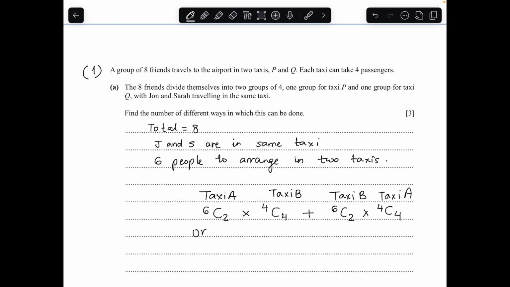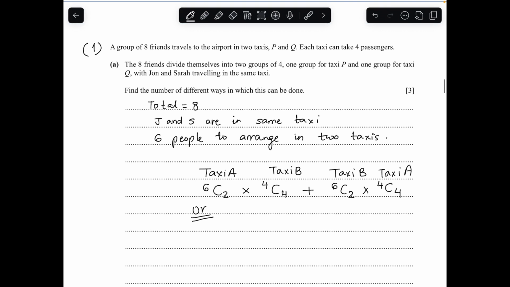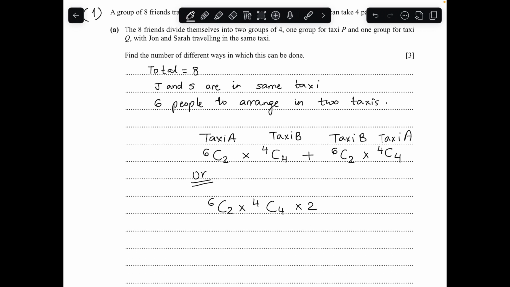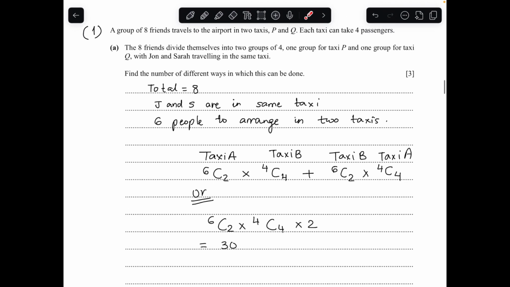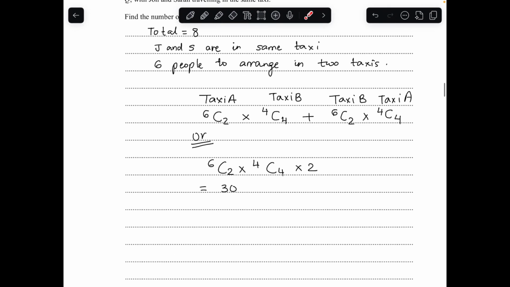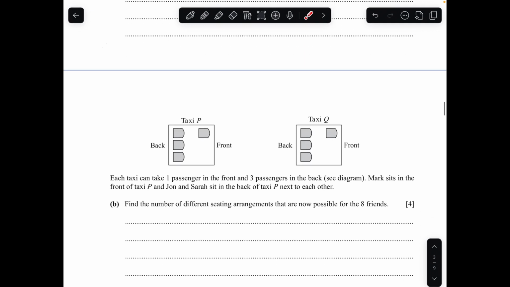Or, if you don't want to write such a long expression, you may also write 6 choose 2 times 4 choose 4 times 2. It means the same. If you work this out using a calculator, this turns out to be 30. So there are 30 different ways to arrange 8 people into 2 taxis. All right. Now part B.